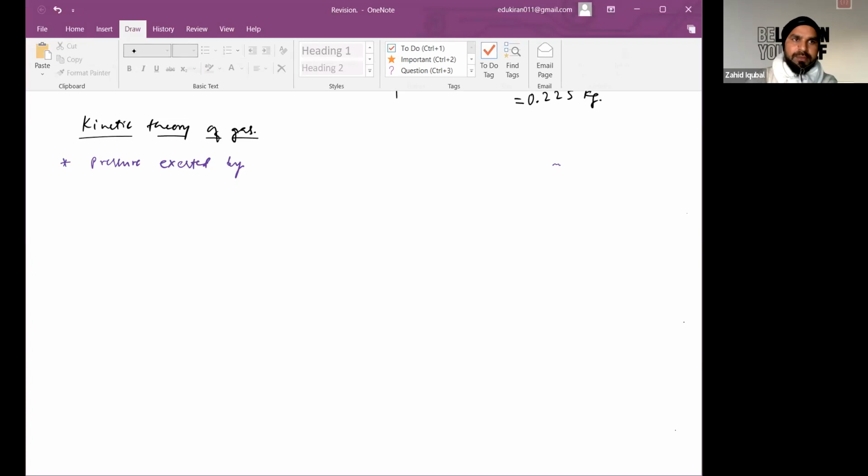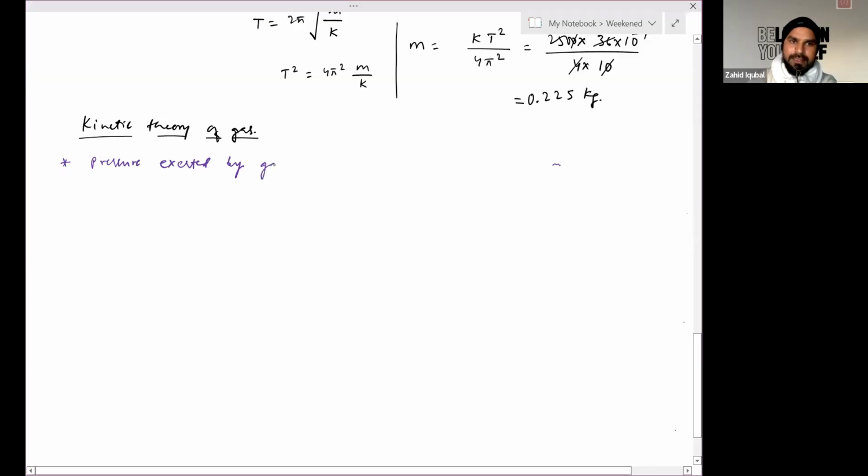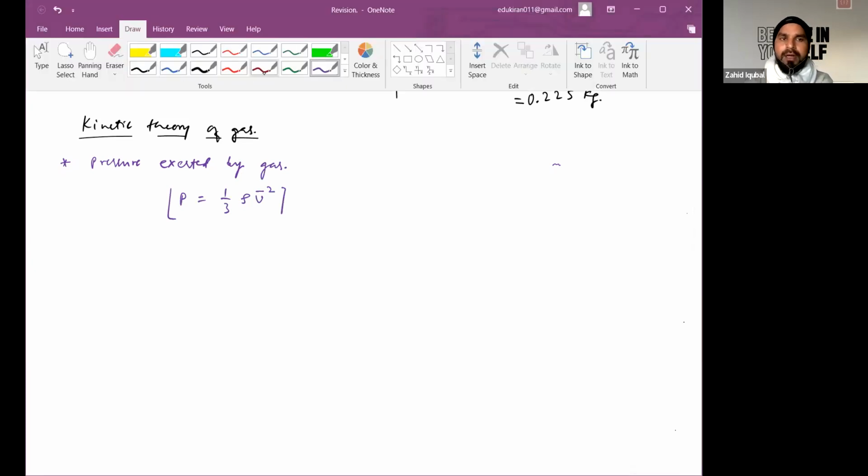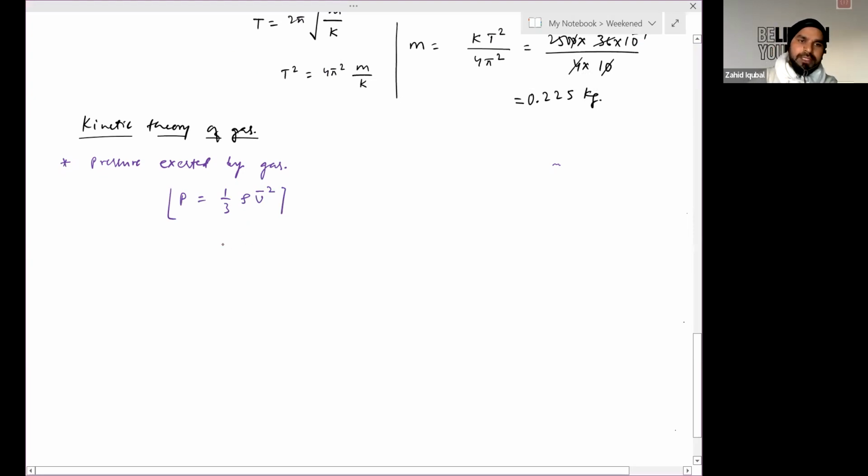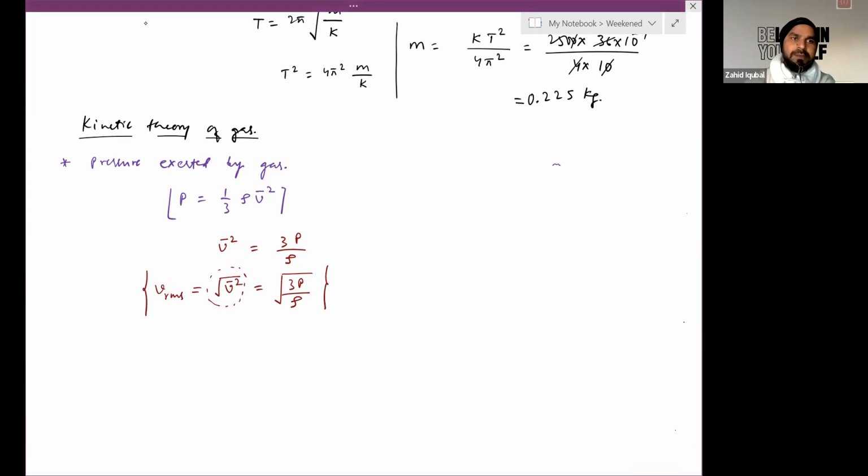So, first question related to this chapter would be pressure exerted by ideal gas. You have to derive this expression, P equals 1/3 rho times V squared. From this part, you will be asked to obtain the RMS velocity of gas. On rearranging, you will say V bar squared equals 3 times P divided by rho. On taking square root on both sides, you will get V bar equals root under 3 times P by rho. This quantity is called RMS velocity or root mean square velocity. So you may obtain RMS velocity from this part.